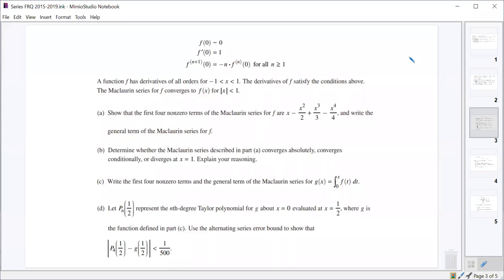All right, we are given some information about the derivatives of some function. And we know that the Maclaurin series converges for absolute value of x less than 1, which means that it's centered around 0. We want to show that the first 4 non-zero terms are x minus x squared over 2 plus x cubed over 3 minus x to the 4th over 4. Everybody good? Yeah?